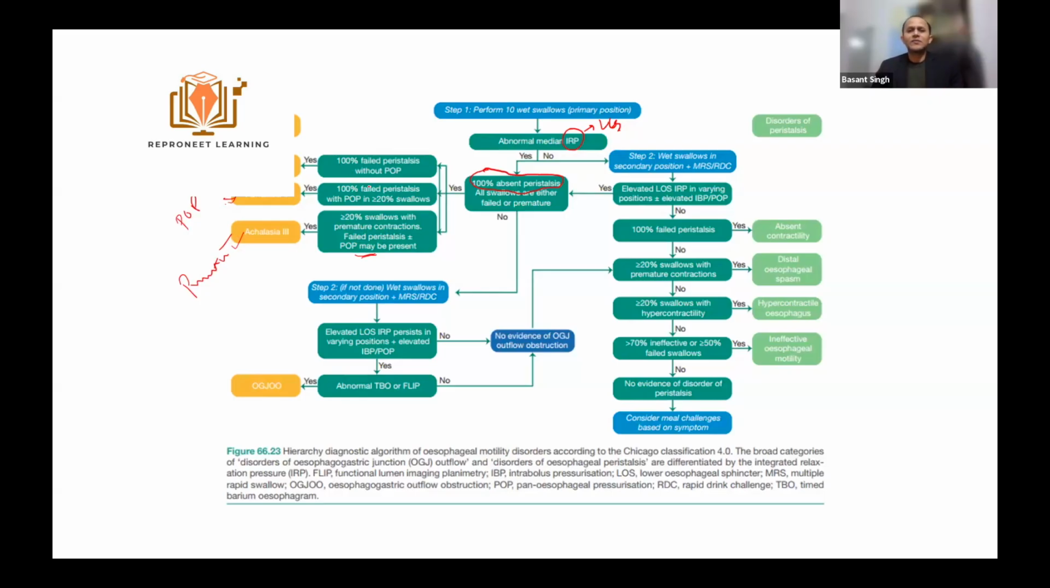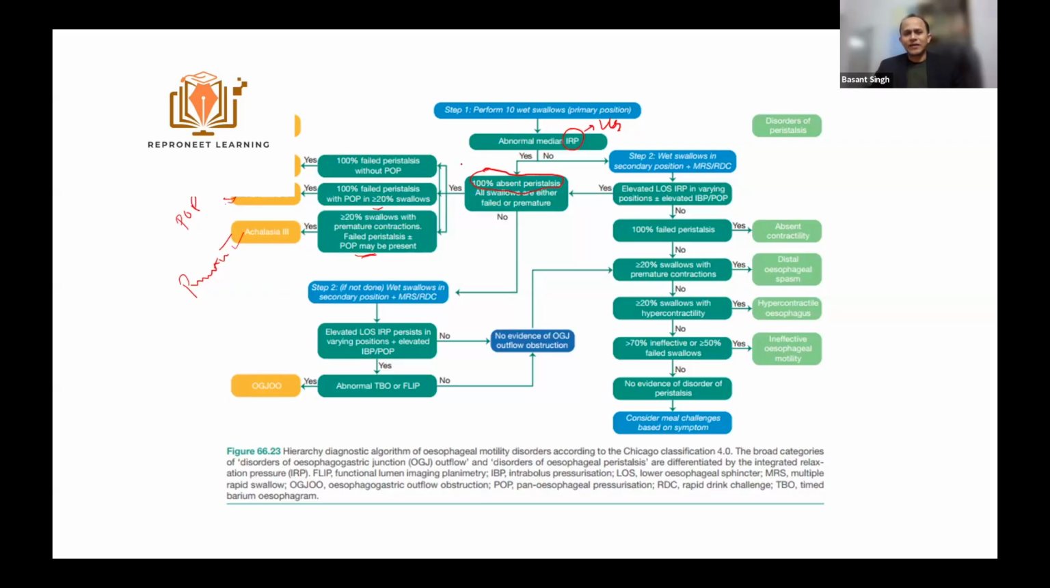So if you see 100% failed peristalsis with POP in greater than or equal to 20% of swallows, obviously with absent peristalsis, then it is a type 2 achalasia cardia. But we have to look at the first branch point. Your relaxation is not there because your IRP is elevated, and you have 100% absent peristalsis. Then only you go into the second branch point, where you look at the various types of achalasia cardia.